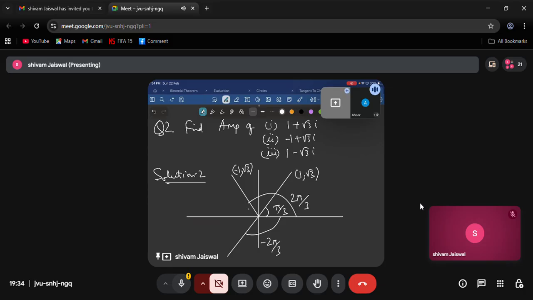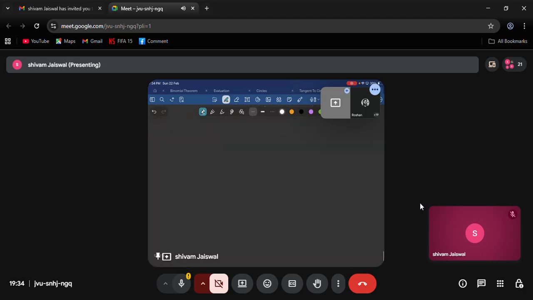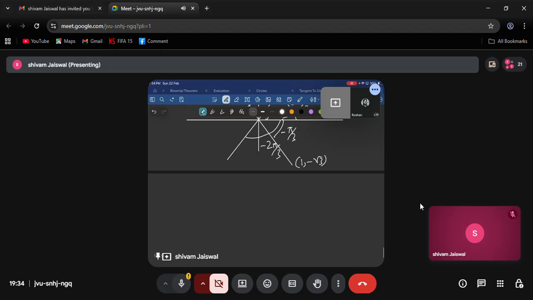And lastly, it is minus pi by 3. This is 1 comma minus root 3. Tell me, Roshan, did you understand now? Yes, sir. Okay. Is there anyone having any doubt? You can ask me. Okay. Again, everyone note.